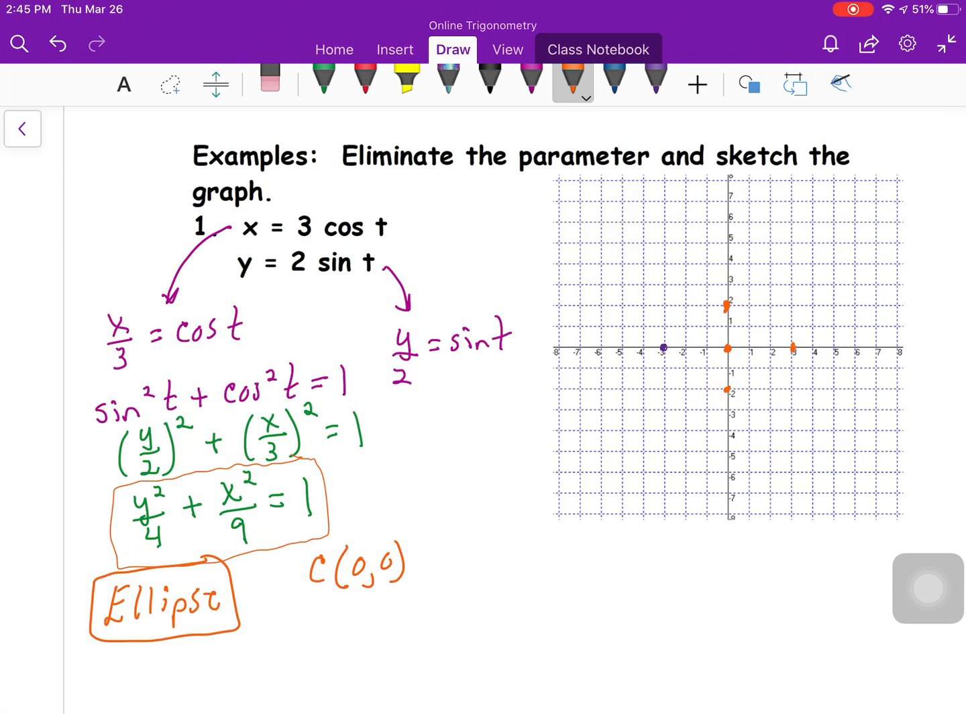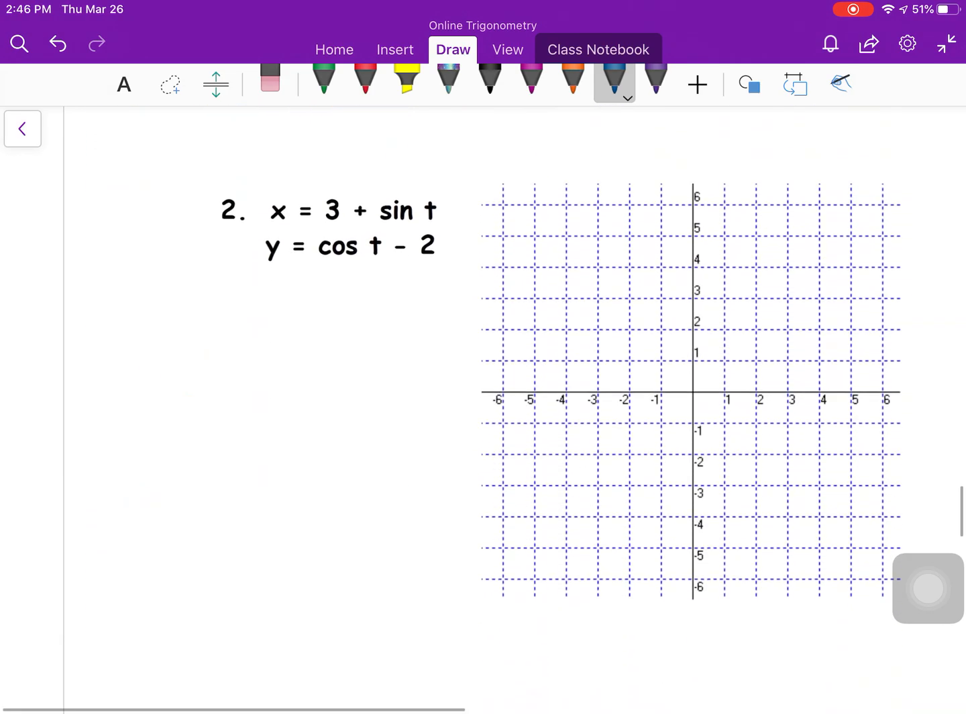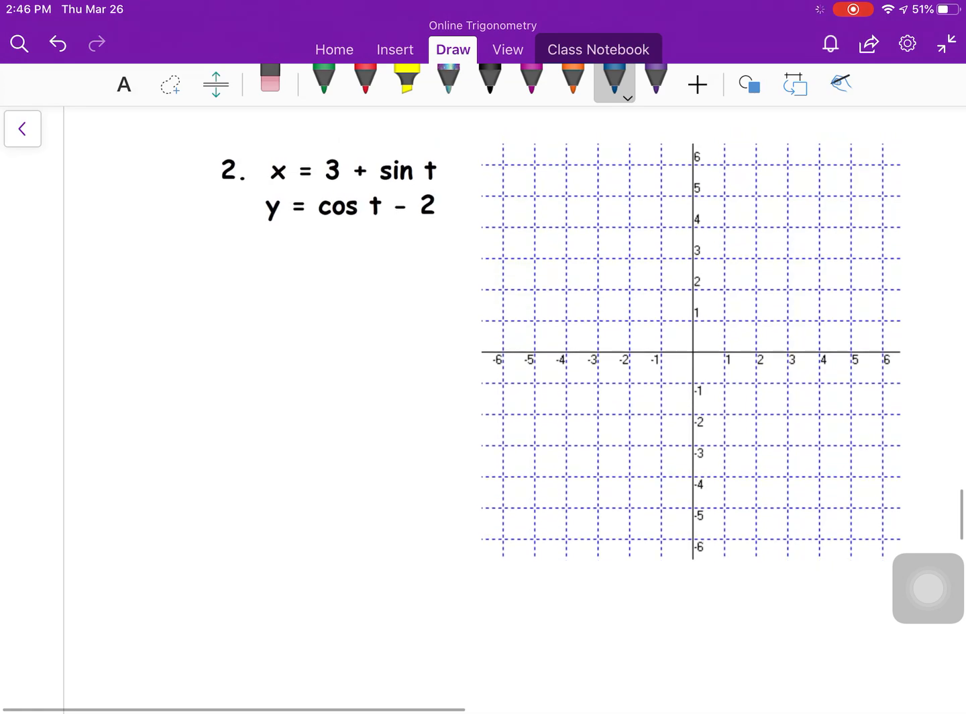And now we're ready to sketch our ellipse. So our ellipse would be longer in the x direction and look something like this. The three things that you have to be able to do: you have to be able to eliminate the parameter, which would give you the standard form for your equation. You have to be able to identify the conic. It will be an ellipse, circle, or hyperbola. And you have to be able to sketch the graph. Let's do a second one of these.